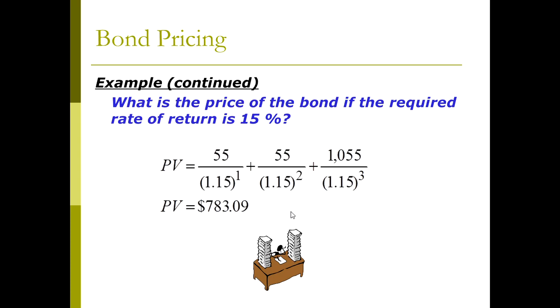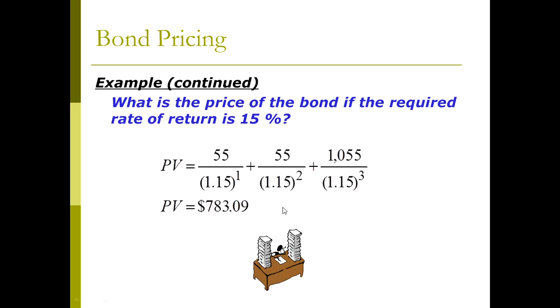Okay, so let me pause here. Think about why, when the rate of return increased from 3.5 to 5.5 to 15%, the price of the bond continues to drop and drop. Think about that. Pause the video here.